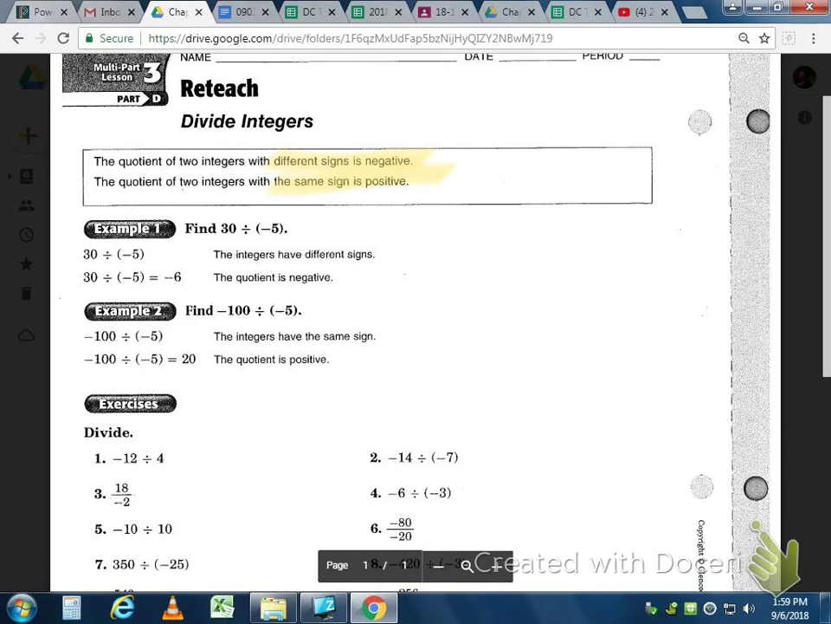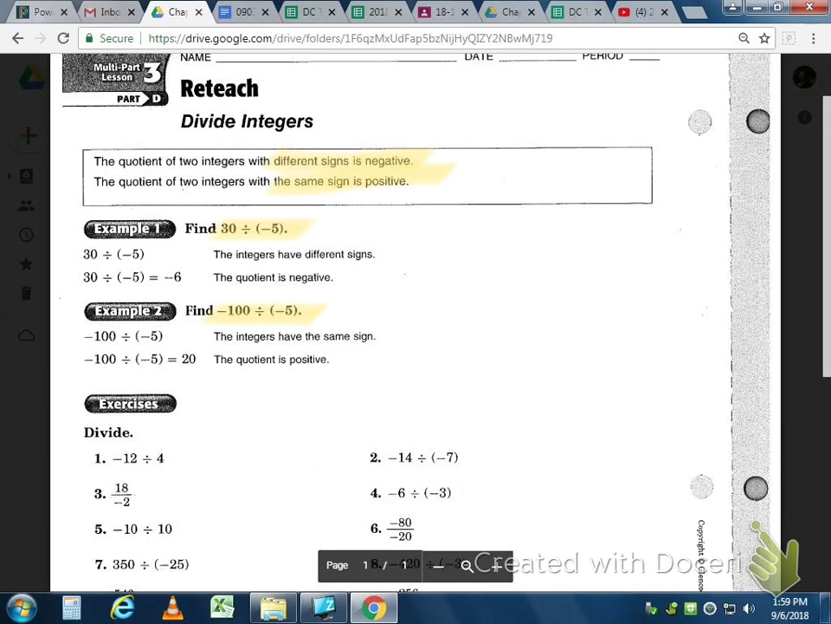So if we look at these couple of examples they give us, 30 divided by negative 5, they have different signs. So it's going to be negative, and you take 30 divided by 5, it's 6. Okay, the next example, negative 100 divided by negative 5. The signs are the same, so it's positive. And 100 divided by 5 is 20.